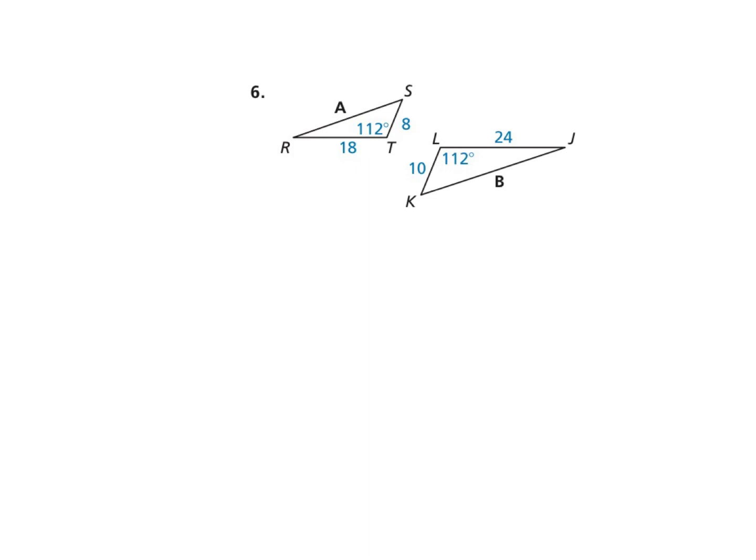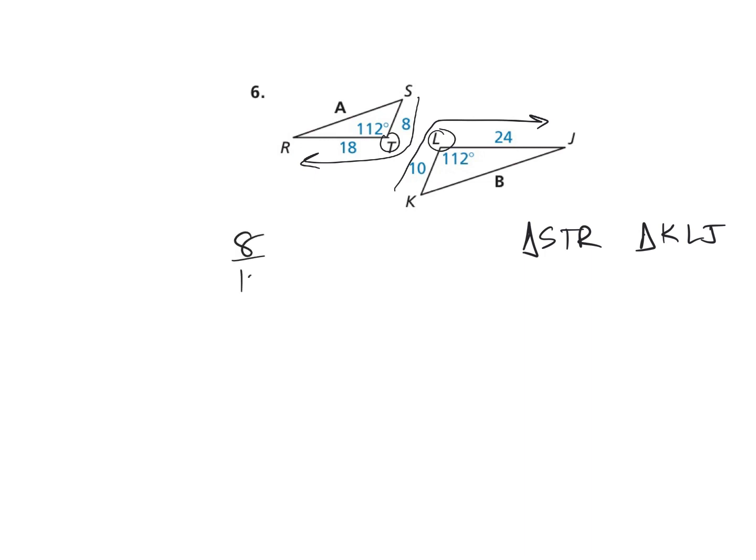Number 6. So again, what we're looking at is you have the angle here that is the same. And match up your short sides here. So this is going to be ST to R. So triangle ST to R. And so that's going to be the small side K to L to J. K, L, J. So it's important to look at your orders. So 8 is to 10, as 18 is to 24. We already know the angles are the same, so that's good for side angle side.